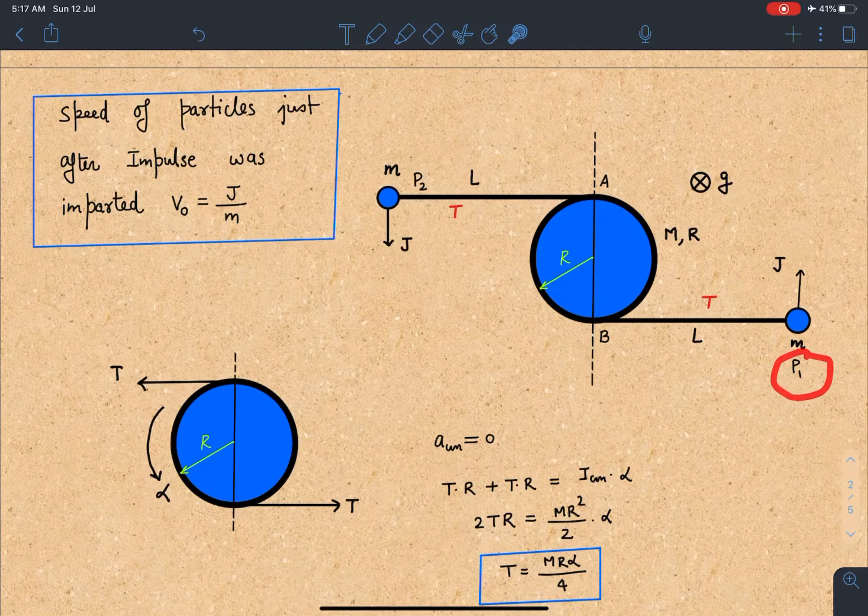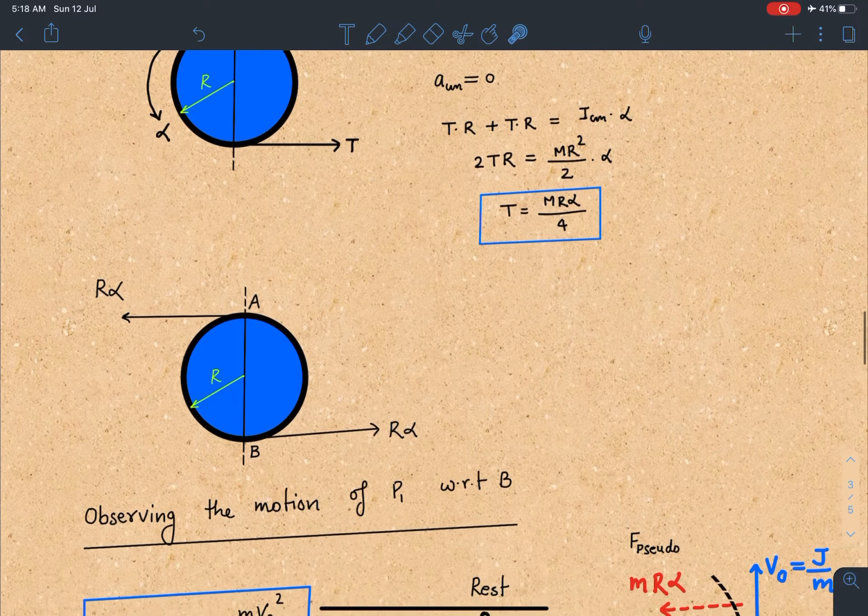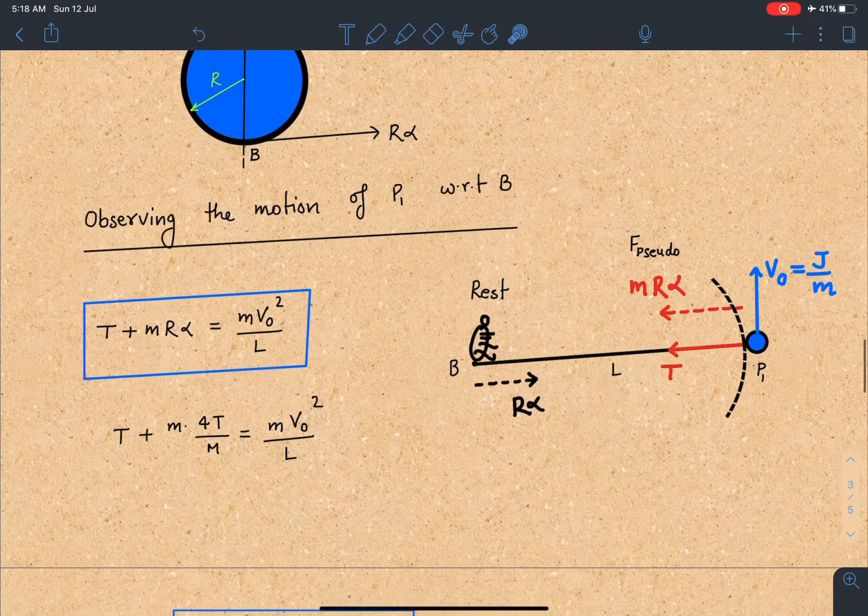P1 is this particle 1 and we are going to observe this motion with respect to point B. The reason is because this point is moving, and in order to apply our equation of circular motion, we have to choose a frame from where we can say circular path of this particle. So in actual case, this particle is having some random trajectory. It will not follow a circular path, but with respect to point B, immediately after this impulse was imparted, this path will be circular, and we can apply those concepts. So that's the reason we are choosing this reference frame as B. So we are observing particle P1 with respect to B.